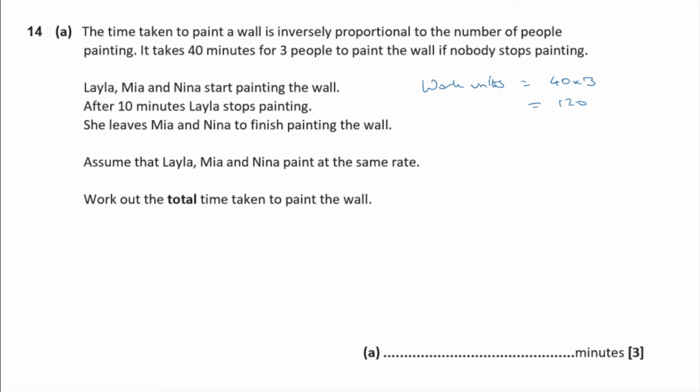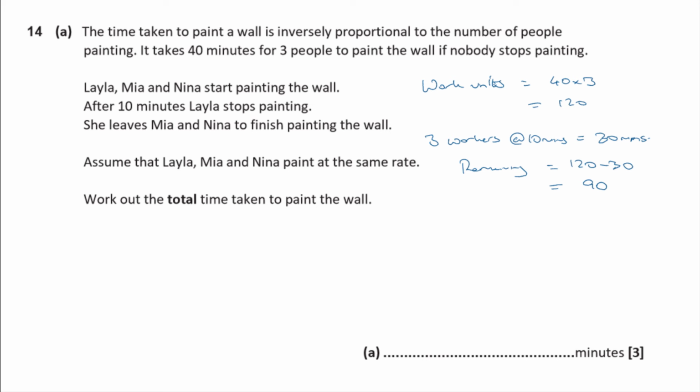Now, if Layla did 10 minutes of that time and then stopped, so 3 workers work for 10 minutes, that's 30 minutes worth of work, isn't it? Layla, Mia and Nina are all on the case for 10 minutes, and so together they complete 30 minutes worth of work. So the remaining work units is going to be 120 minus the 30. It's going to be 90 work units left then, isn't it?